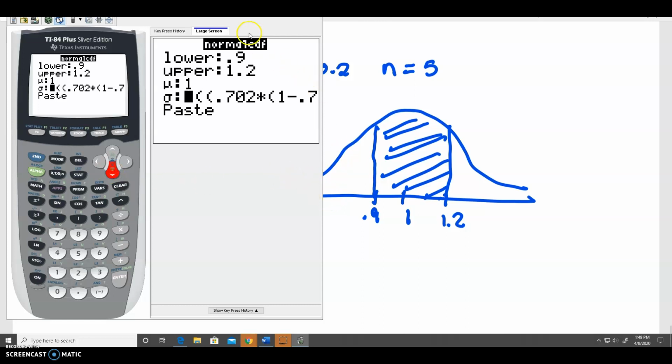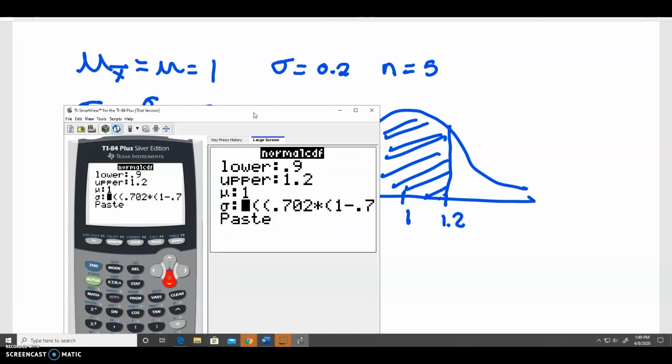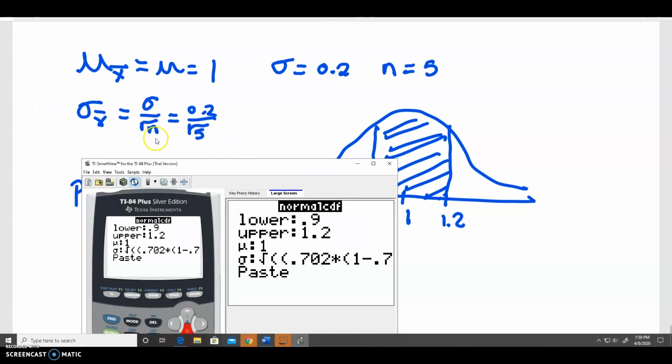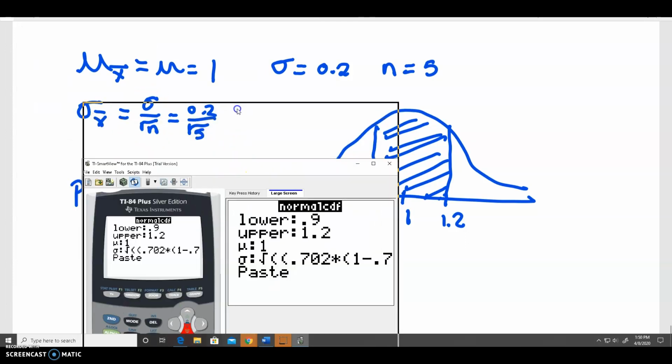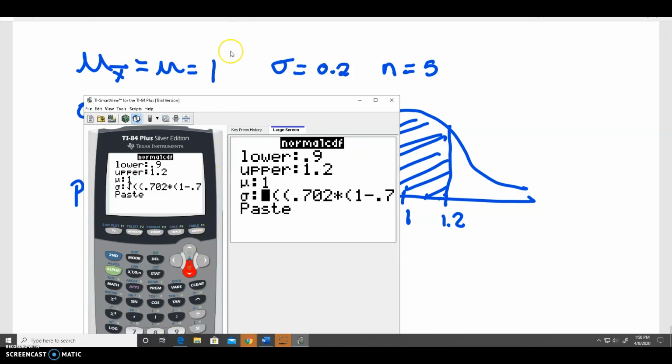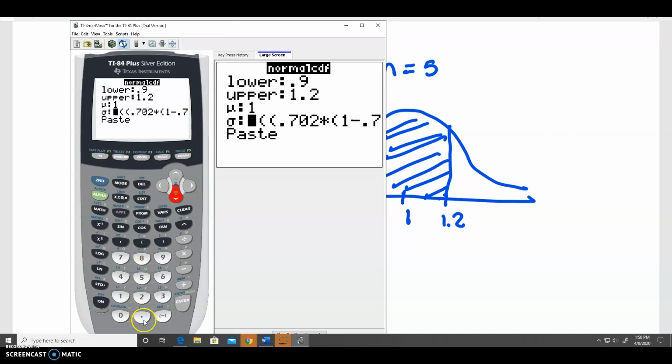Sigma in this particular problem would be, again, sigma divided by the square root of n is your standard deviation. So we're going to have 0.2 divided by the square root of 5, your sample size. So 0.2 divided by the square root of 5. Okay. And that's what we have so far. Lower bound, upper bound, mean, standard deviation.